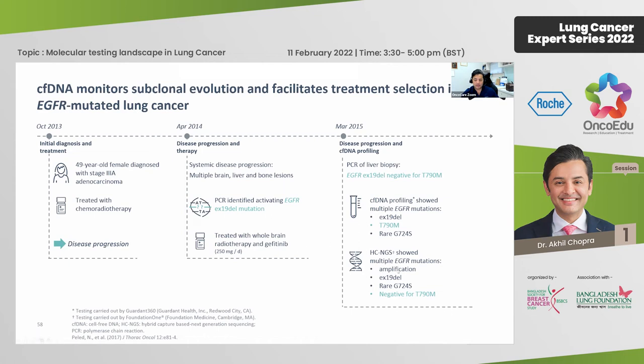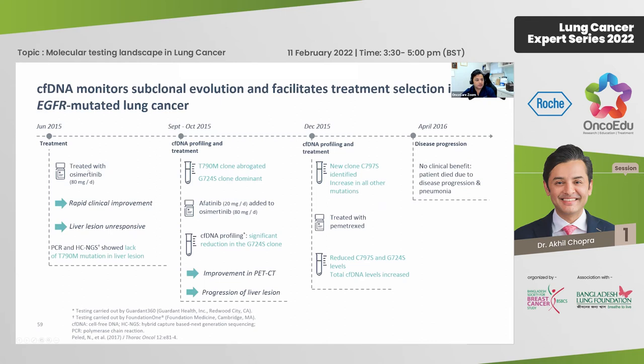Another NGS panel sent at the same time confirmed this, but for some reason was negative for T790M. So I started her on osimertinib. She had rapid clinical improvement, except that the liver lesion did not respond. As I said before, her PCR-based EGFR testing on the liver lesion did not show the T790M mutation.